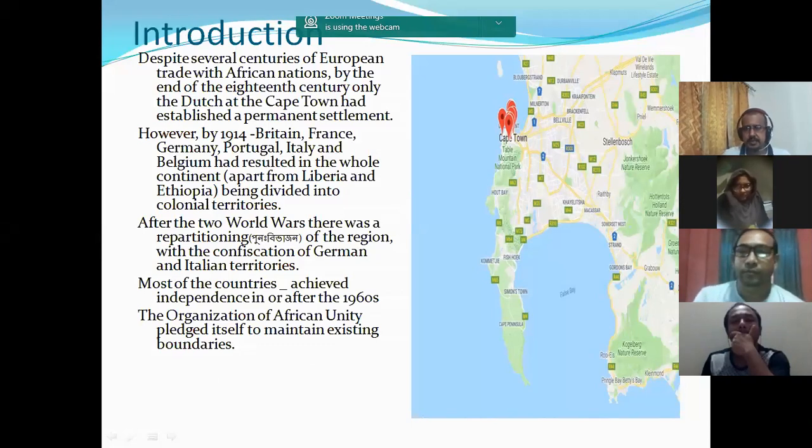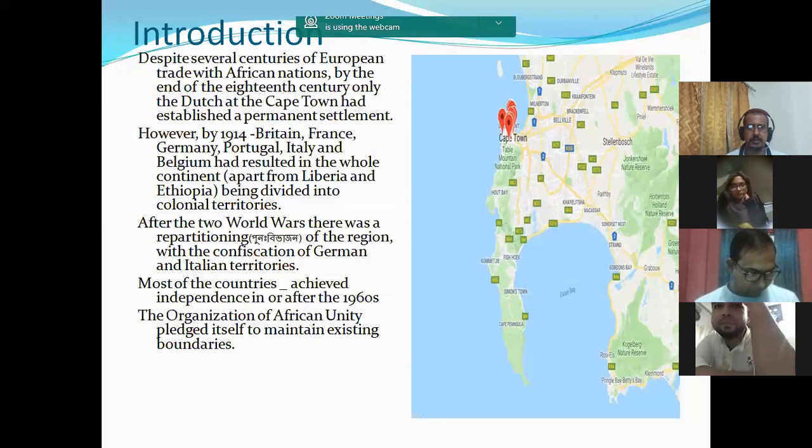So this is the map, you see this is the African continent. Many countries in the African continent use English as their first language or second language. Despite several centuries of European trade with African nations, by the end of the 18th century, only the Dutch at Cape Town, as you see in the map, had established a settlement over here at the end of the 18th century.